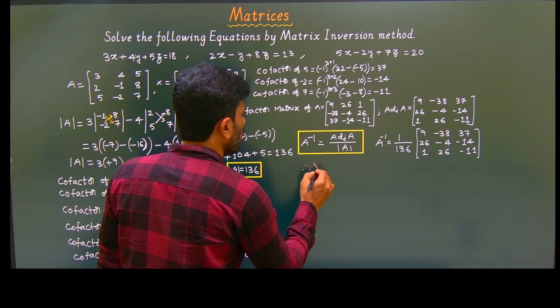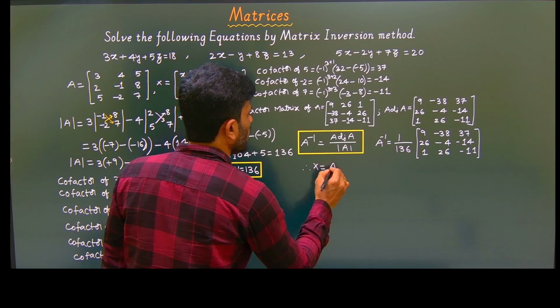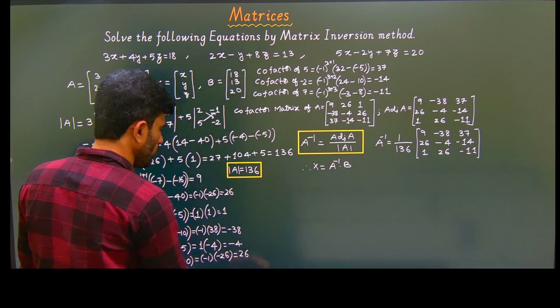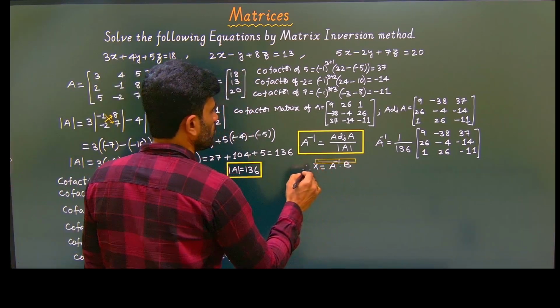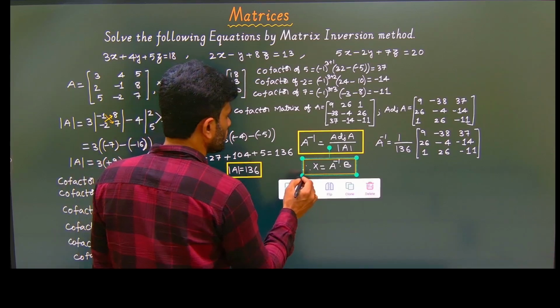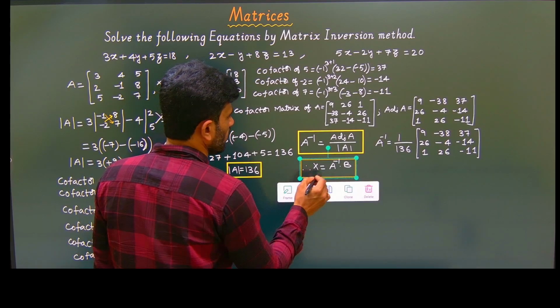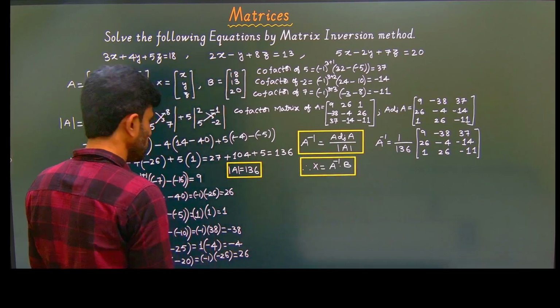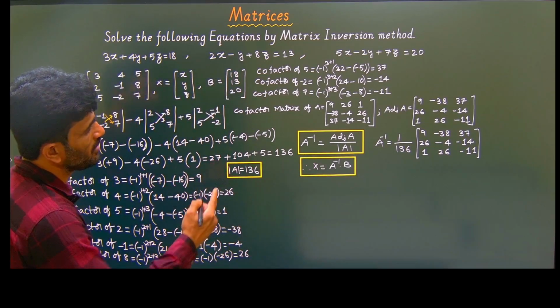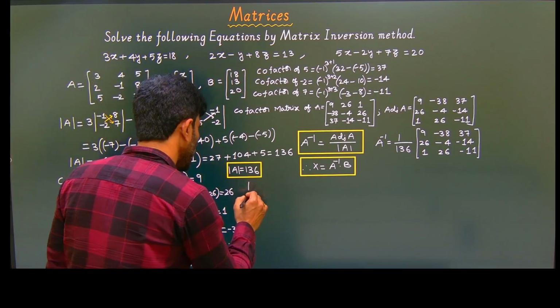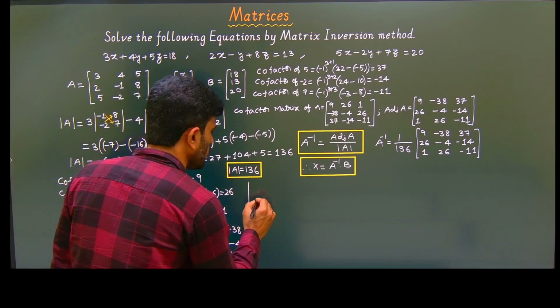Now we have to find X. X is equal to A inverse into B. We have to multiply A inverse and B, the constant matrix. So we use this formula to find X now, the variable matrix. Hope everybody knows how to multiply two matrices. To find X, we multiply A inverse by the constant matrix. Now let us see how to multiply.